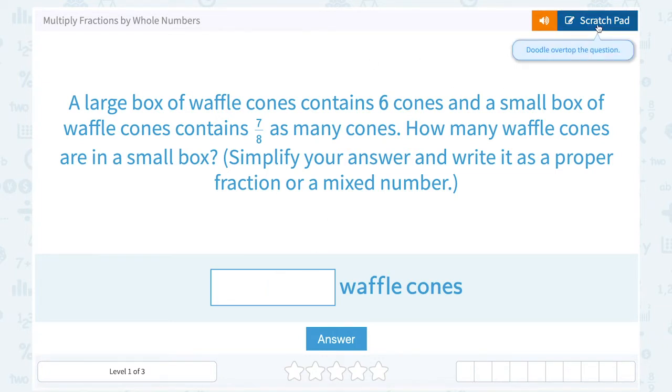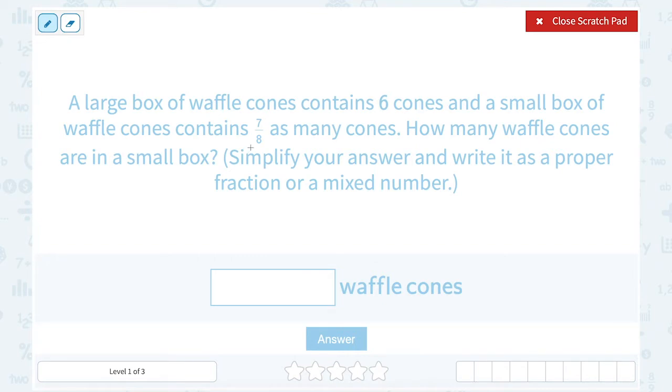So essentially, we need to figure out what is 7/8 of 6. Right? What is that fraction of our whole number? And when we go to set this up, that means "of" is a keyword that tells us to multiply. 7/8 of 6 means 7/8 times 6.